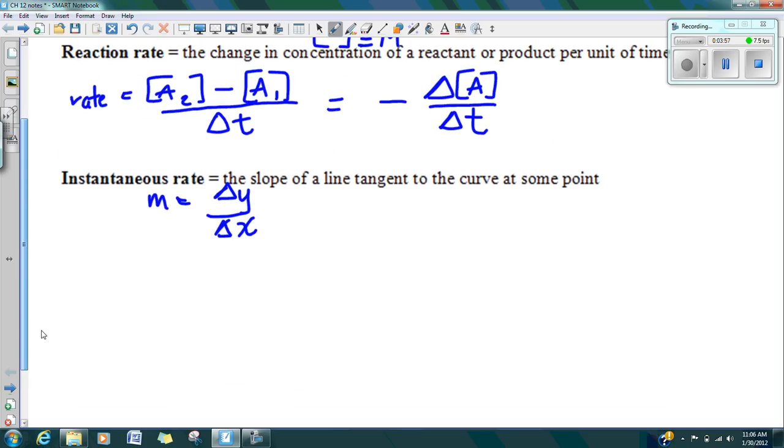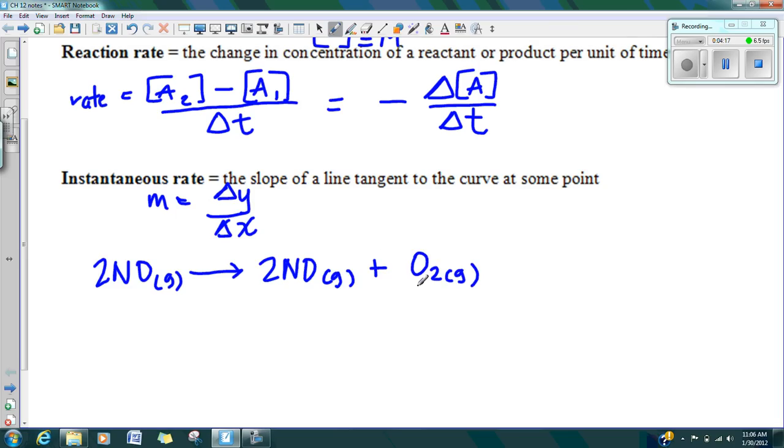So if we take a look at something really simple like nitrogen dioxide. We're going to write down nitrogen dioxide. We know that that is in the gaseous form, and when that decomposes, I'm going to get 2 moles of nitrogen monoxide in the gaseous form, and I'm going to get oxygen gas as another product. If I was asked to talk about my rate of consumption versus my rate of production, I should be able to say yes, this is going to be decreasing as time goes by. It is the change in concentration of my NO2 over my change in time.